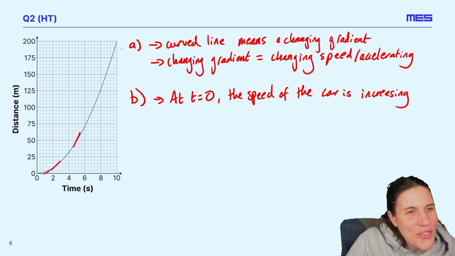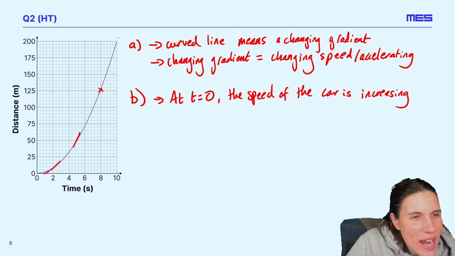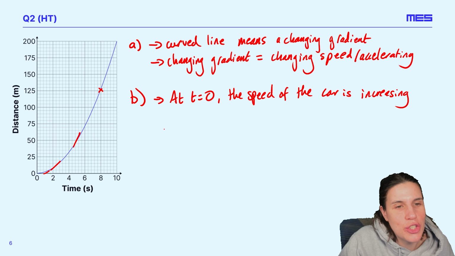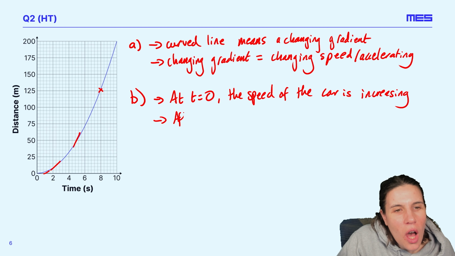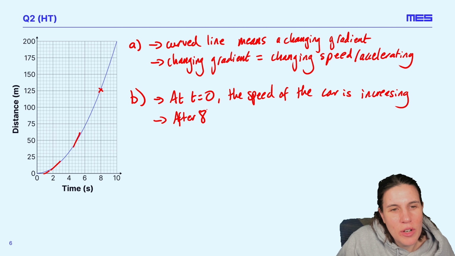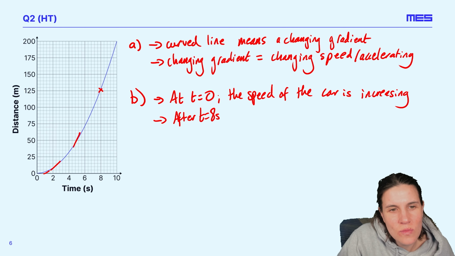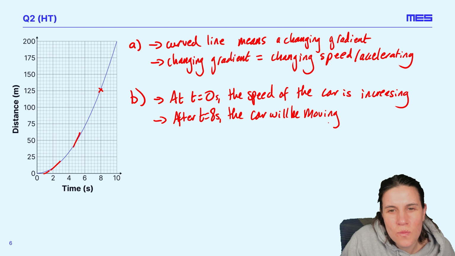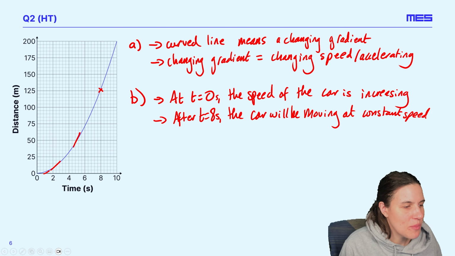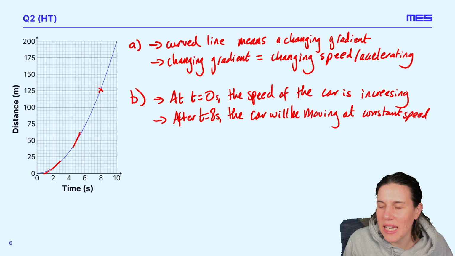And I would say that after 8 seconds, so from about here, after that, that is a straight line. So the car will be moving at constant speed. So after, I'm going to write t is equal to 8, the car will be moving at constant speed.